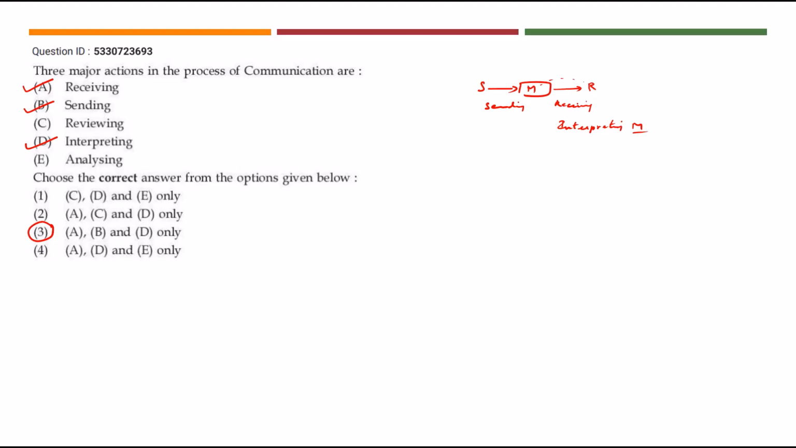So what is reviewing and analyzing? After interpreting the message, you can even review it, or you can analyze the message to get some more details, or you can check whether the message is reliable or not. Whatever you want to do with review and analyze, first you have to understand the message. Only then there is a use for reviewing as well as for analyzing. So that's why we are ruling out C and E.